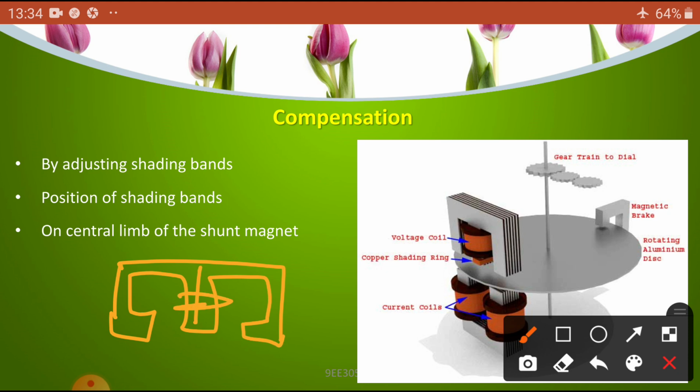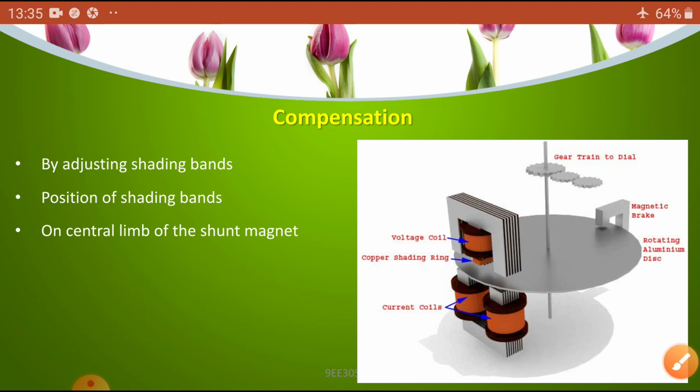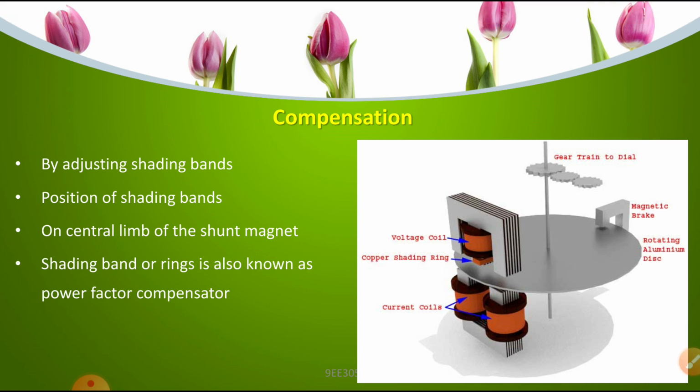So the shading ring is provided here, sometimes maybe here, sometimes maybe here, or sometimes we can use the third also. Ultimately we are going to provide the right angle between the voltage and phi 2. The shading band or ring is also known as a power factor compensator. Otherwise, what will happen?